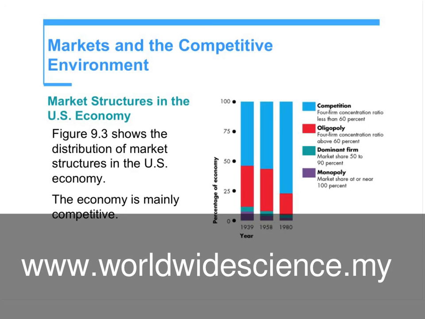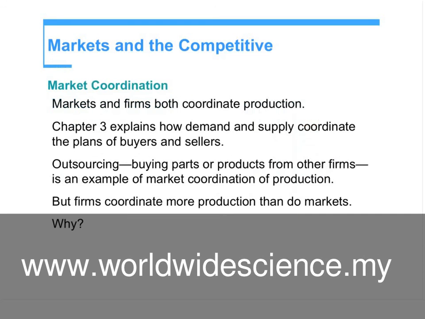Just to review, we discussed how demand and supply coordinate buyers and sellers, and outsourcing is buying parts or products from other firms. But firms coordinate more production than do markets. Let's see why. Firms coordinate production when they can do so more efficiently than a market. There are 4 key reasons firms might be more efficient: lower transaction costs, economies of scale, economies of scope, and economies of team production.